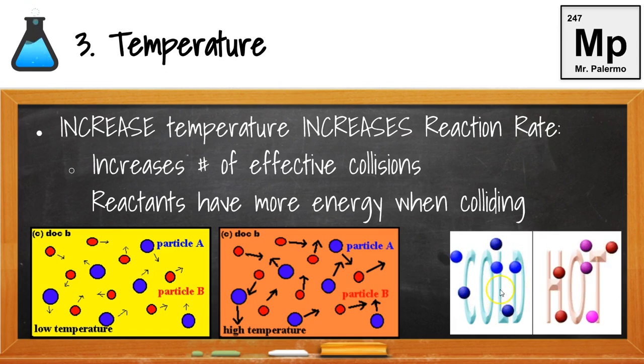And so you can see here, cold versus hot. You can see the particles are moving faster. They're colliding more often, and therefore a greater chance of these effective collisions happening. And when we draw our particle models, we can show that with longer arrows here, indicating more movement or a faster speed, and again, resulting in increased effective collisions, more energy, a faster reaction rate.